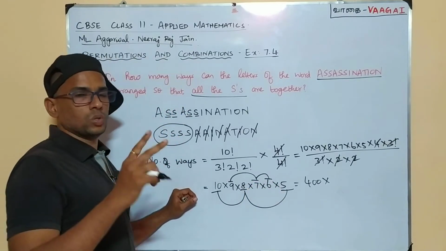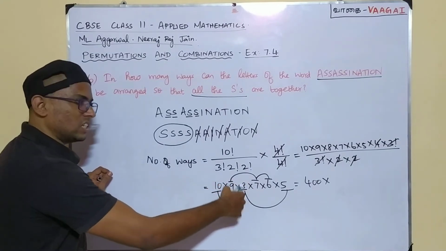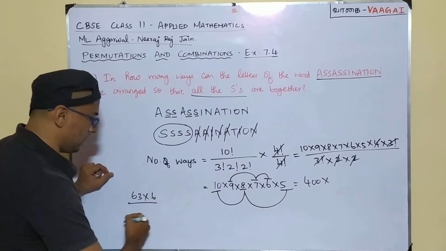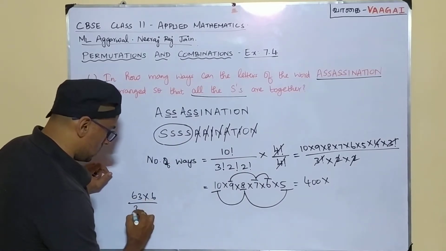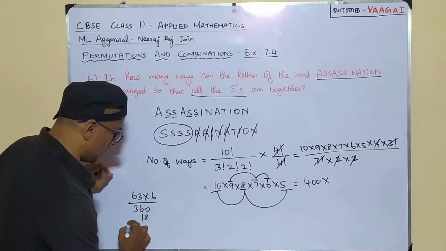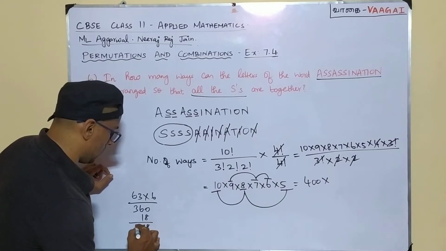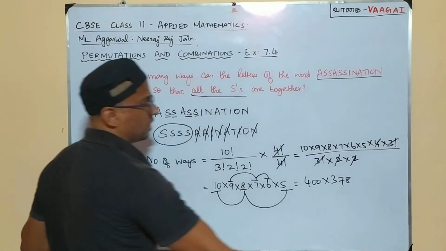What is 63 into 6? So shall we multiply it separately? So we have 9 7s are 63. 63 into 6 we have to do. Okay, so 63 into 6, when you do it, you will be getting 360 and 18, right? So this will be like 360 and 18. So you will be getting the answer as 378. This is what you will be getting here.